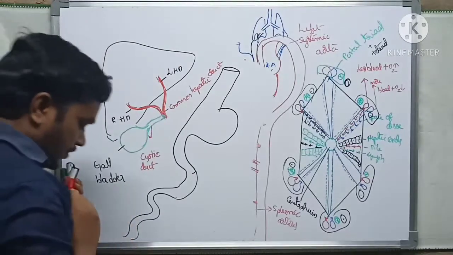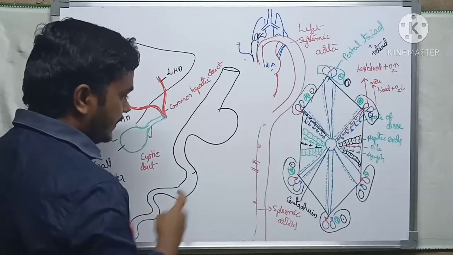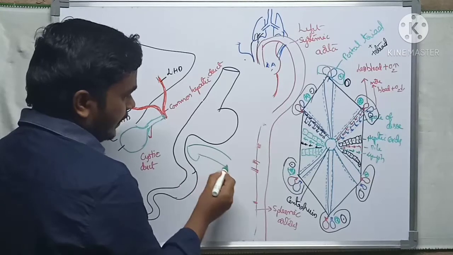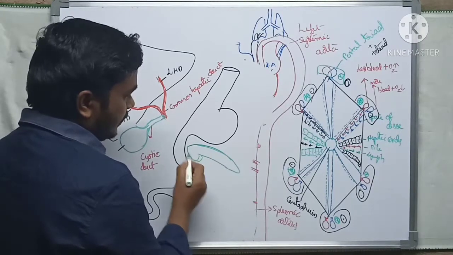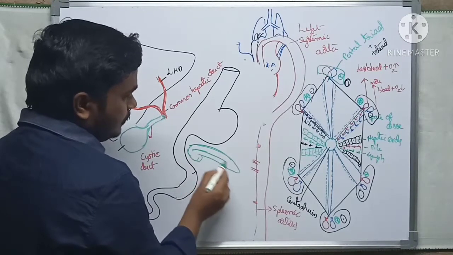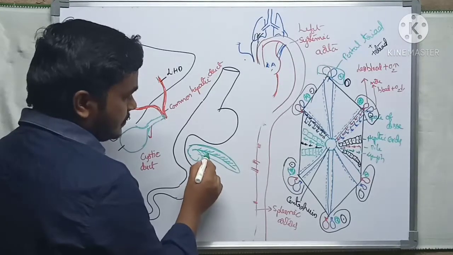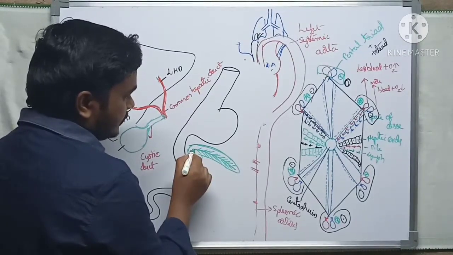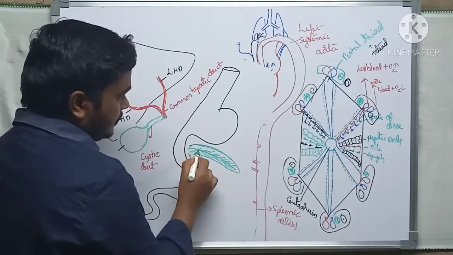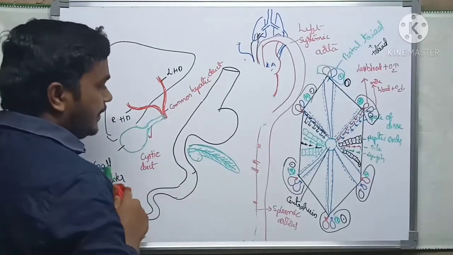From this region, in the concavity of the duodenum, there is the pancreas. In this region we will see the pancreas, the pancreatic region. The pancreas also has a duct where pancreatic juices are released. That is the pancreatic duct. This is the pancreatic duct.